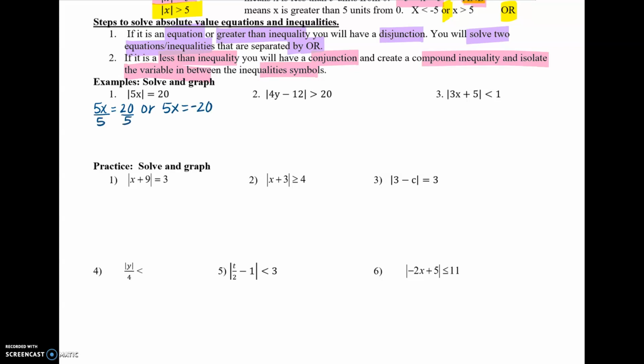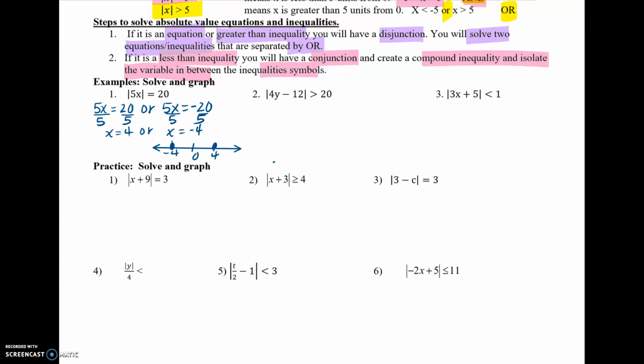To solve for x, we divide by 5. X equals 4. Or we divide by 5 again. X equals negative 4. When we graph equations on a number line, remember that we are graphing just those solutions. These are not inequalities. So I can call this negative 4, 0, and 4. How do we show that? I have a solid circle. X can equal 4 or negative 4. Solid circle on each of those because either one of those makes that absolute value equation true.